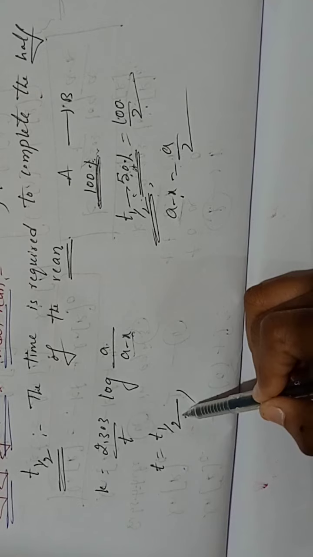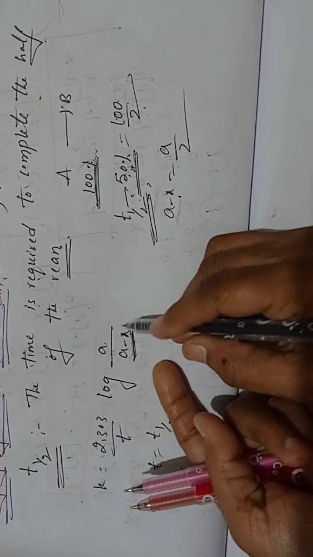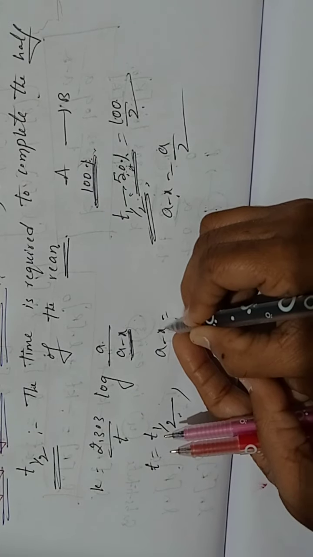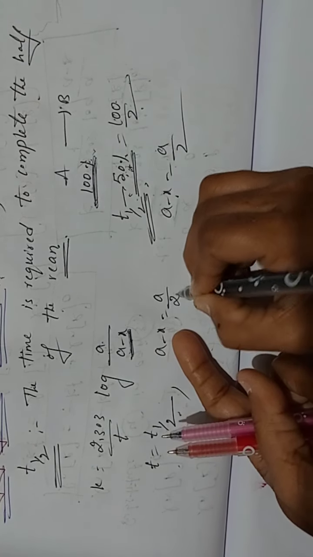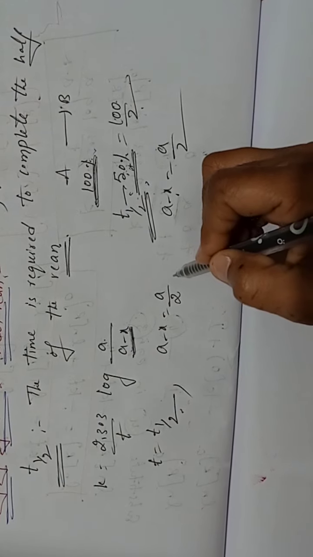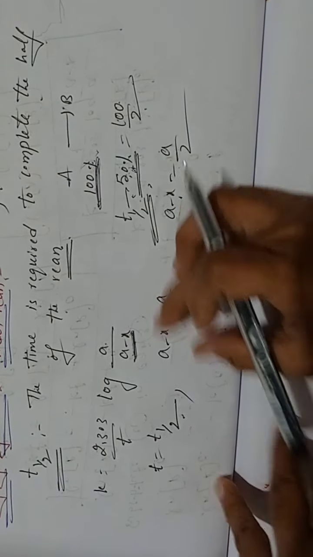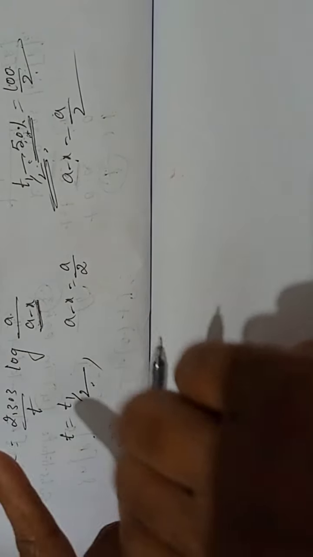t is equal to, I am taking as t half. This is A minus x, the final concentration. A minus x is equal to half of the initial concentration. Clear? So A minus x is equal to A by 2. So substitute this value here. Okay. Now how much will you get?